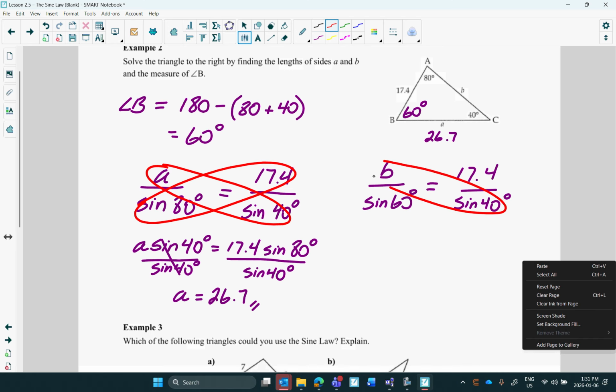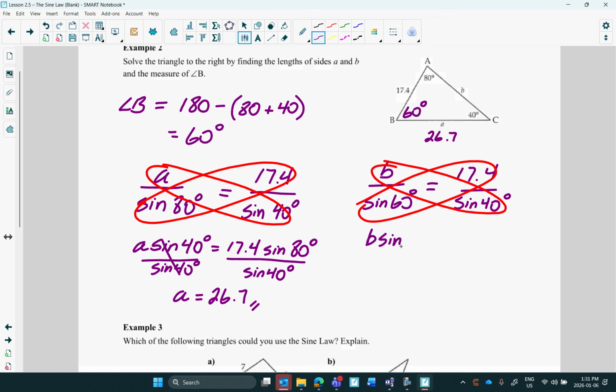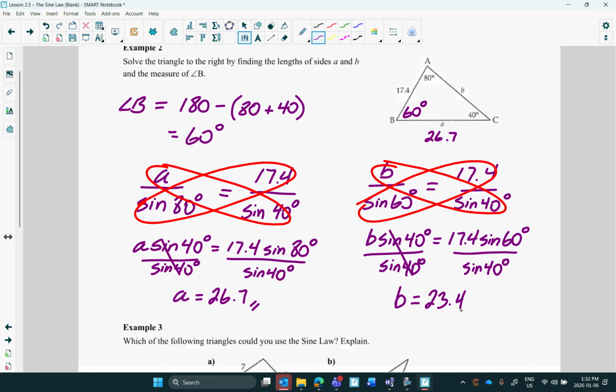Cross multiply to clear out the fractions. It's pretty much going to look the same way as the previous one we just did, slightly different numbers. Divide by sine 40. And then when you pull out your calculator and punch it all in, assuming you guys know how to do that, you'll get 23.4.